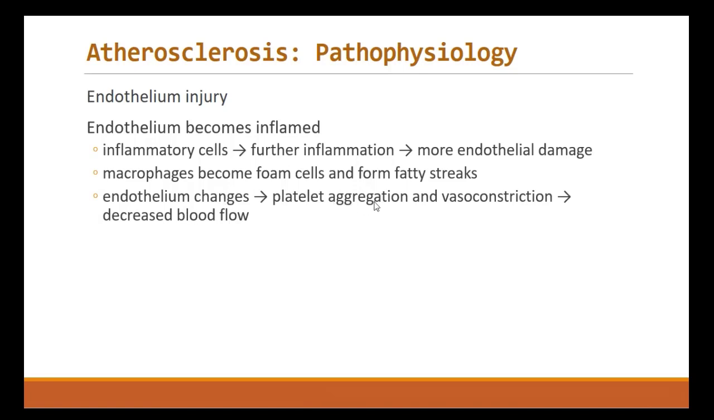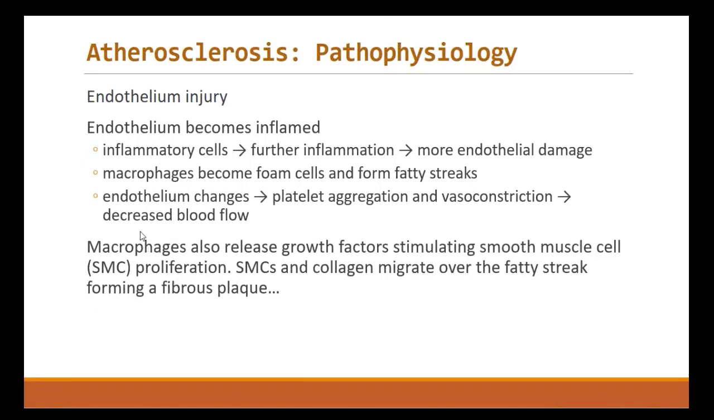Endothelial changes could lead to platelet aggregation because it's not smooth anymore, so platelets will attach there, form a platelet plug, and also vasoconstriction leading to decreased blood flow. Okay, now the macrophages which are here and who become foam cells, they also release growth factors which stimulate smooth muscle proliferation. Smooth muscles and collagen migrate over the fatty streak, forming a fibrous plug.